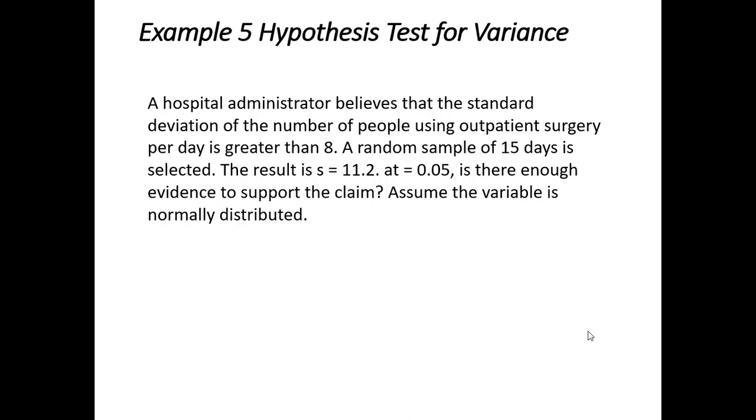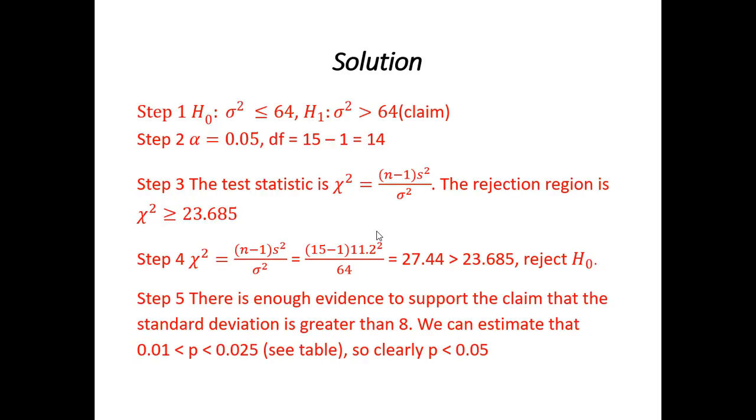In our last example, we're given that a hospital administrator believes that the standard deviation of the number of people using outpatient surgery per day is greater than 8. A random sample of 15 days is selected. The result gives a sample standard deviation of 11.2. Once again, at alpha equals 0.05, is there enough evidence to support the claim? Assume the variable is normally distributed. The claim is greater than 8, and 11.2 appears to make it plausible, but it's hard to come up with correct answers with just an eyeball test. So let's set up our hypothesis test.